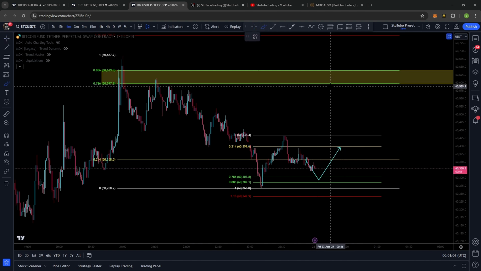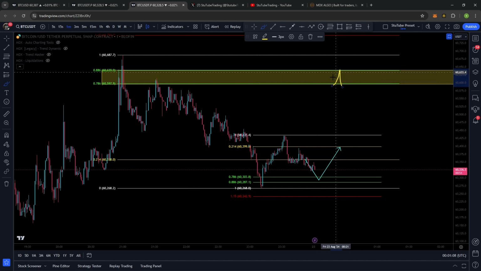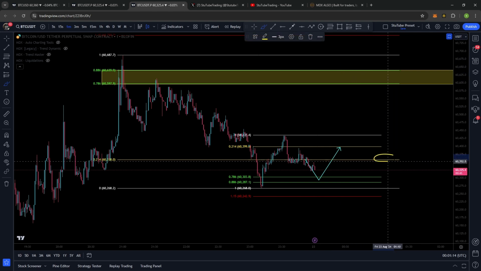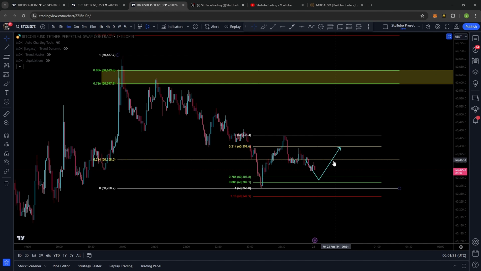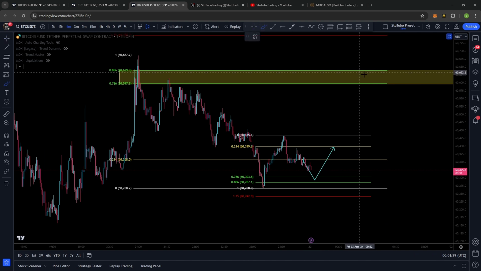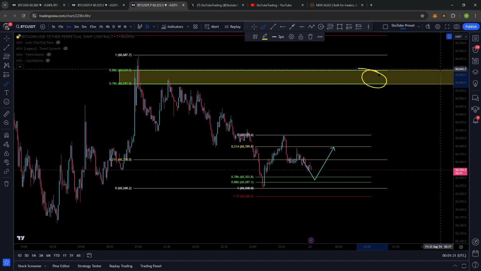Whereas if we get into this box and a very quick rejection, just respect it absolutely perfectly, something like that, which happens quite often, then yeah, I would expect us to basically end up back down at these levels. But yeah, I'd be very interested to see how we react the very first time we get there.